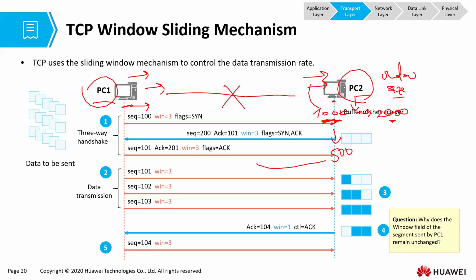Then it tells PC1 that the window size needs to be reduced so that we can process and manage the transmission rate from the sending device. That is basically the idea behind the window sliding mechanism.